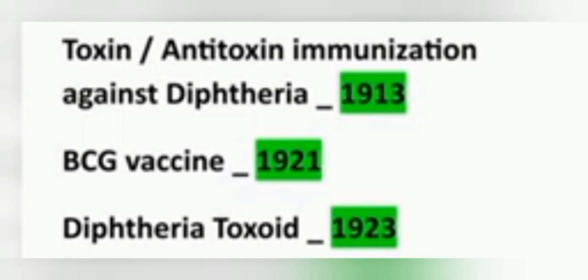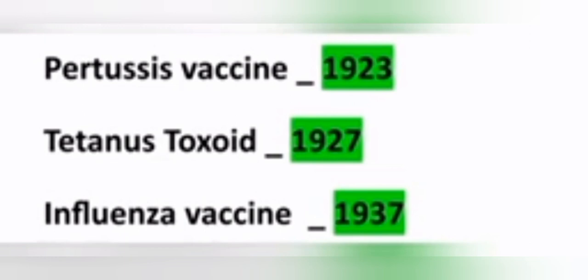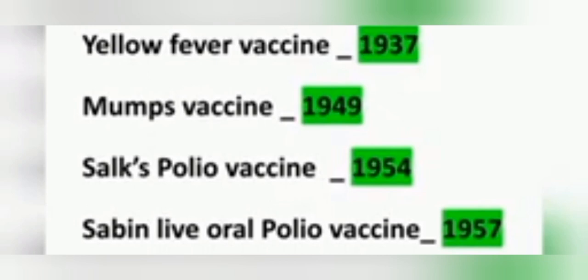Diphtheria toxoid in 1923. Pertussis vaccine developed in 1923. Tetanus toxoid in 1927. Influenza vaccine in 1937. Yellow fever vaccine in 1937. Mumps vaccine developed in 1949. Salk polio vaccine developed in 1954. Sabin live oral polio vaccine developed in 1957.